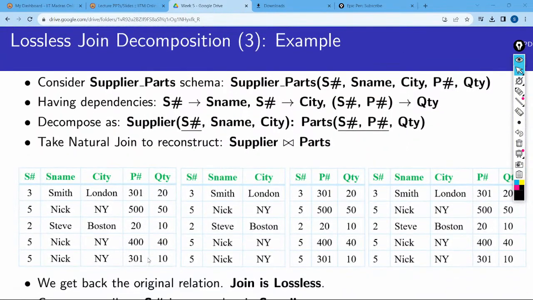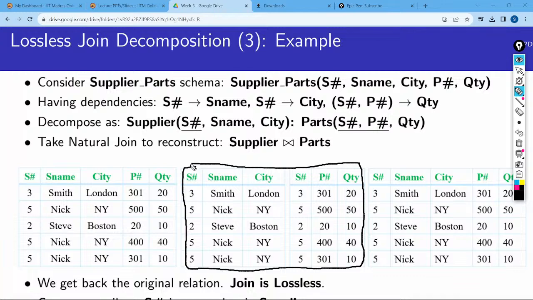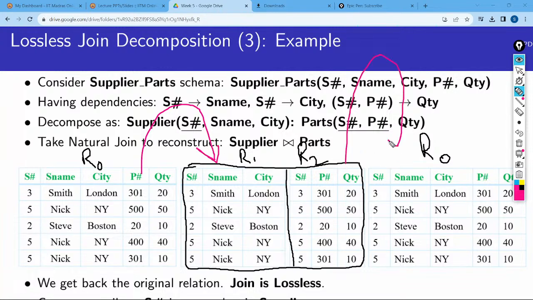Now these decompositions that are provided here are perfect, as R1 and R2 when naturally joined return the original table R naught. You can see this decomposition, and from decomposition the return of the data. This is a lossless join.